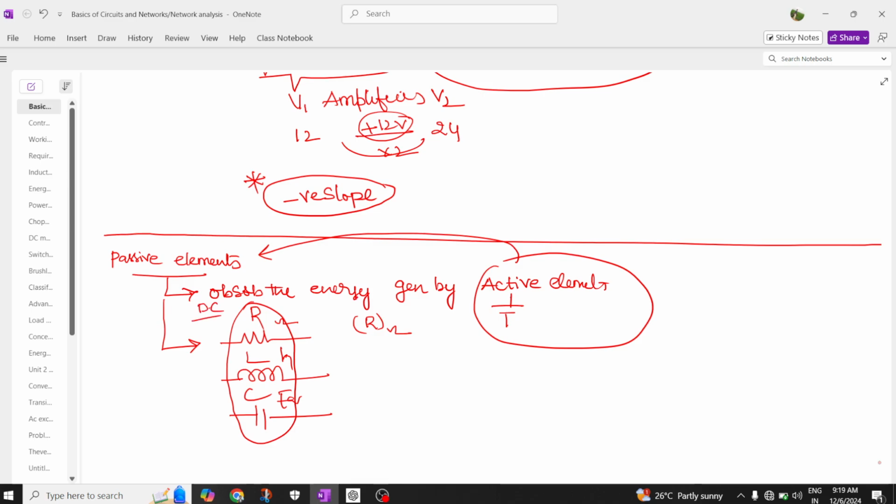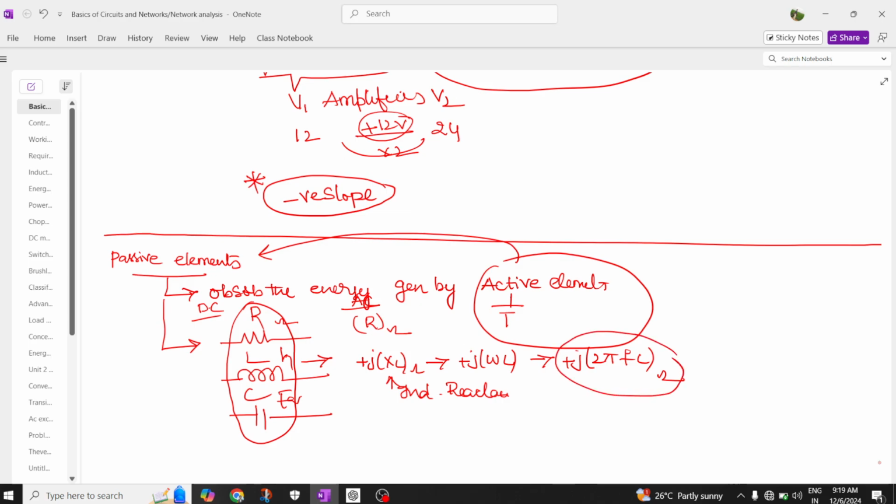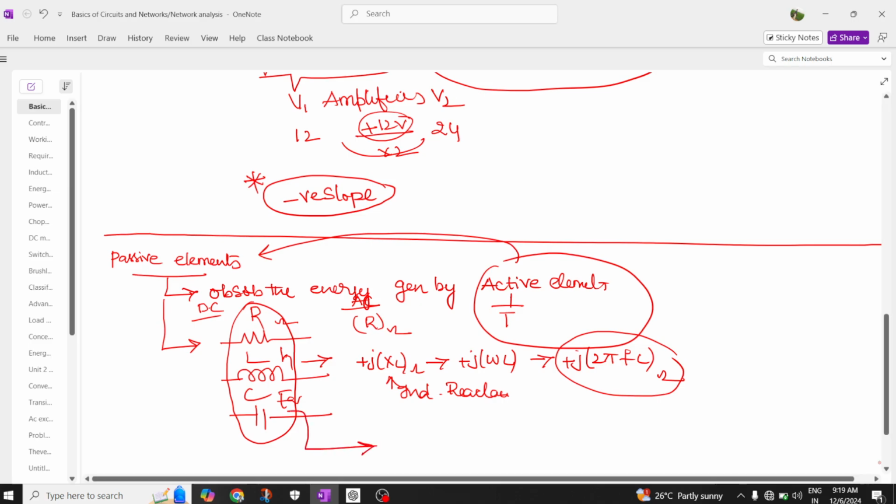To overcome this problem, we can express this in AC form also. In AC, you write this as R ohms. The inductor you can write as plus jXL ohms, where this is called inductive reactance, or we can write it as plus jωL, where ω is 2πf. So the ultimate unit of this inductance is ohms, which simplifies things. That's why AC analysis is very easy compared to DC analysis.